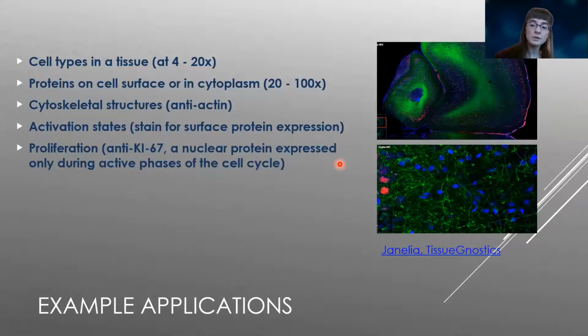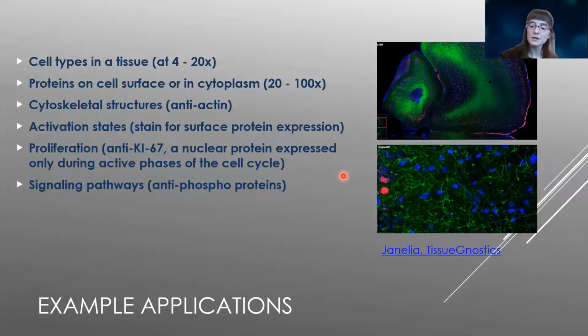And then what's really interesting is that we can get beyond just geography to actually looking at dynamics and function, even within a single snapshot, by labeling for antigens that only appear at certain stages of a process. So for example, by choosing to label for a protein that is only present when a cell is activated in a certain manner, then we can find which cells have been activated. We can also label for proliferation by staining for this Ki67 protein, which is only expressed in the nucleus during proliferation stages.